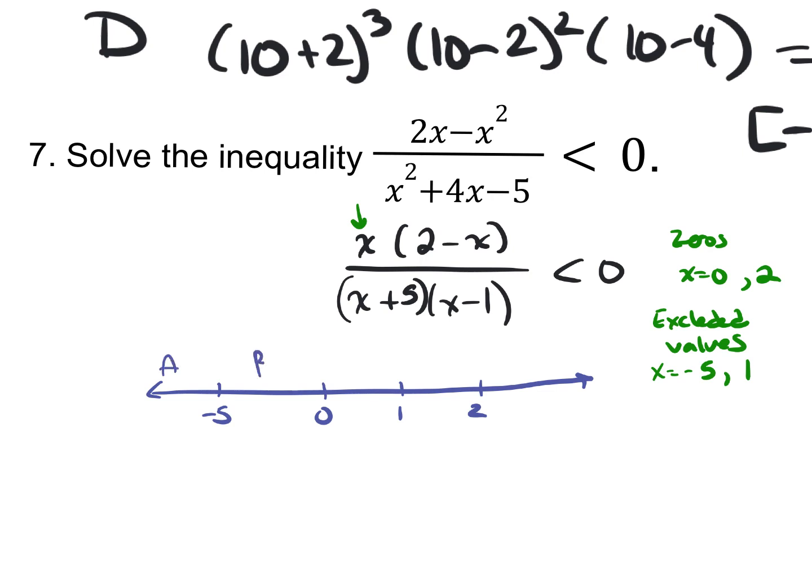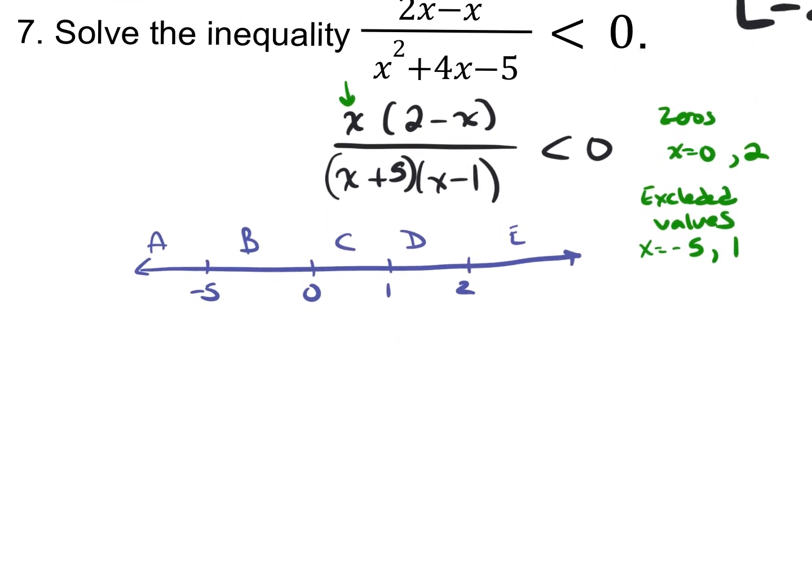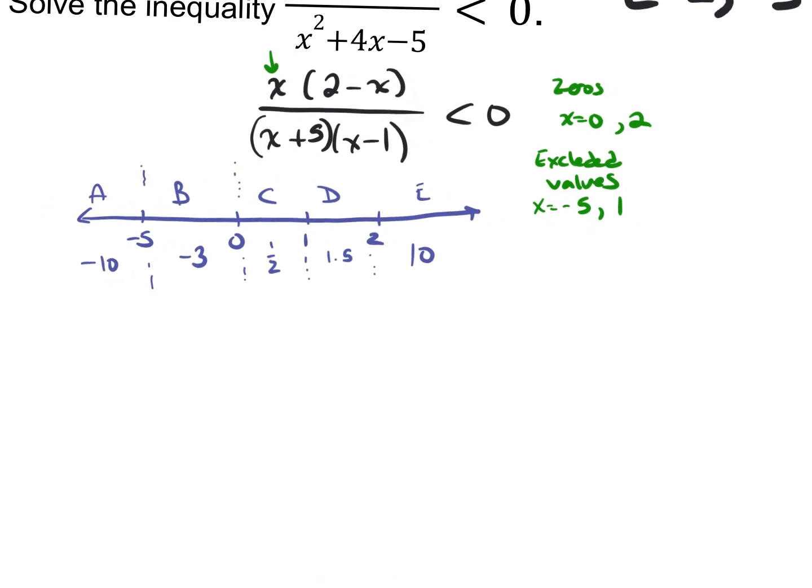So in this case, we have A, B, C, D, and E. So we have 5 regions. So we'll pick a number in each region. So a number smaller than negative 5, let's go negative 10. A number between 0 and negative 5, let's go negative 3. Now these get trickier. Between 0 and 1, we might have to use like 1/2. And then between 1 and 2, maybe 1.5, and then some number bigger than 2, which is 10. So the fractions might be a problem, but again, we only care if it's negative or positive. We actually don't care about the value, so that'll make it a little easier.